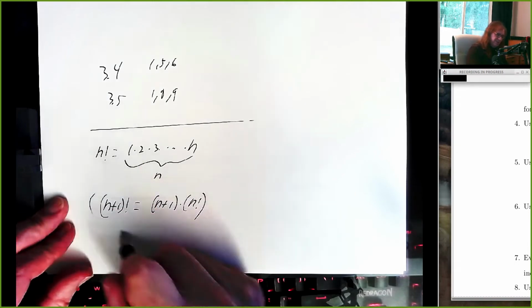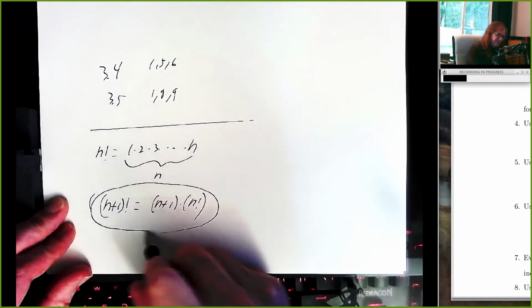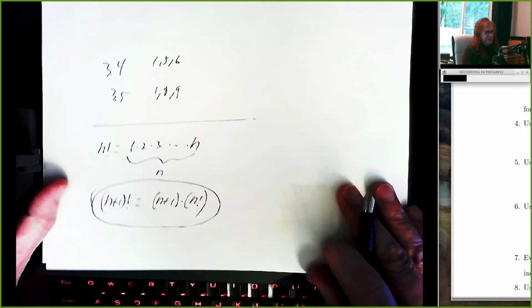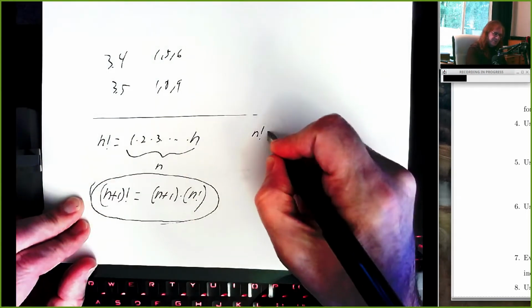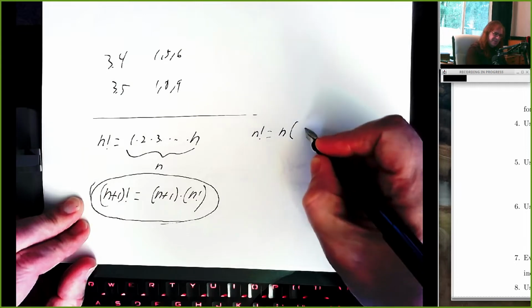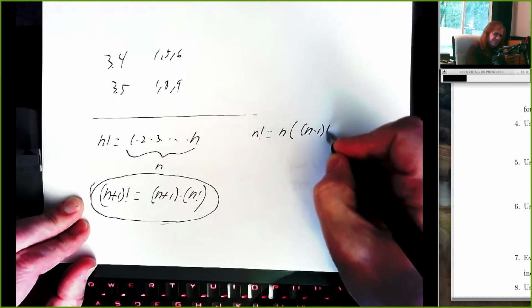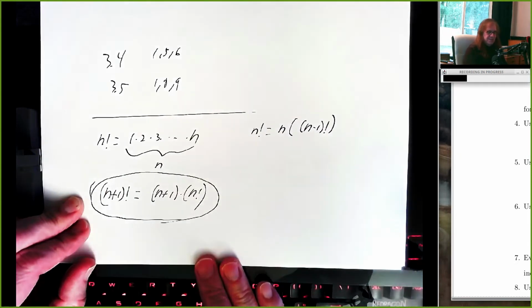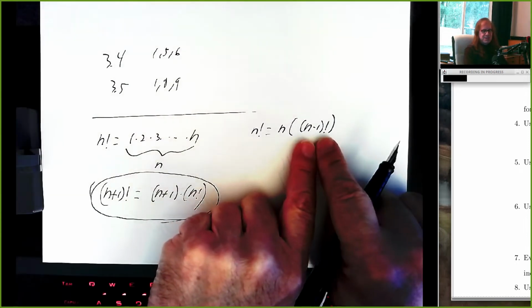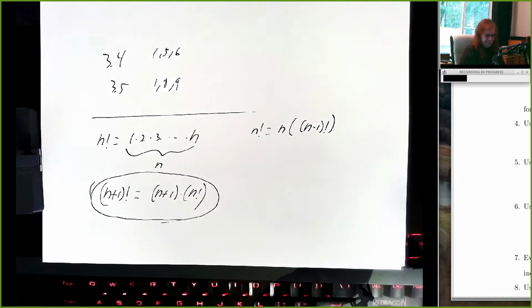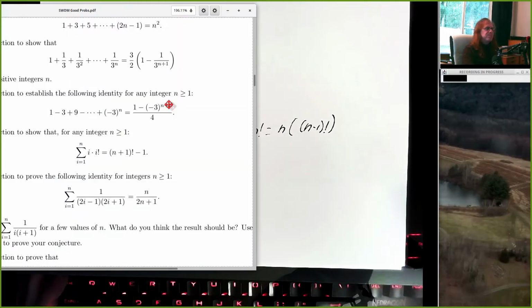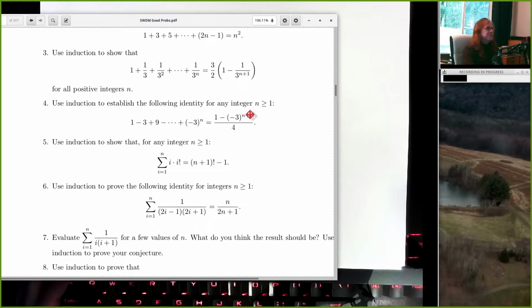And this, or other versions of this, are really the trick to making that proof work out. Another version of this would be n factorial equals n times n minus 1 factorial. It's exactly the same thing. The product of the first n minus 1 integers times n, that's the product of the first n integers. So keep those in mind and play around with it, and you should find a way to do this one, number 5.